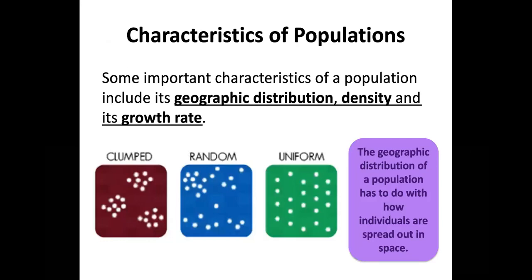So there are some characteristics of populations that we need to be familiar with. They include geographic distribution, density, and growth rate. And we're going to talk about each of these individually. So geographic distribution of a population has to do with how individuals are spread out in a particular space or area. So they can be clumped, like you see up here. They can be random, by chance, or they can be uniform. So if we had somebody in every other seat or every seat, okay, that would be uniform. So clumped, random, or uniform.